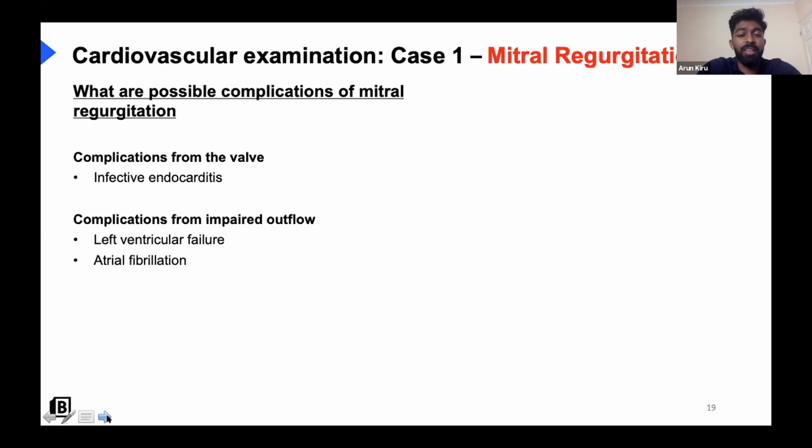So you'd say there are many complications from mitral regurgitation. They could be classified into complications from the valve itself, for example, the valve becoming infected by bacteria, causing infective endocarditis. And also you could get complications as a result of the mitral valve not closing properly, such as impaired outflow, which would lead to left ventricular failure, or atrial fibrillation from the left atrial remodeling. And we've talked about that already. So you're giving a really solid answer just by understanding the theory and by classifying.